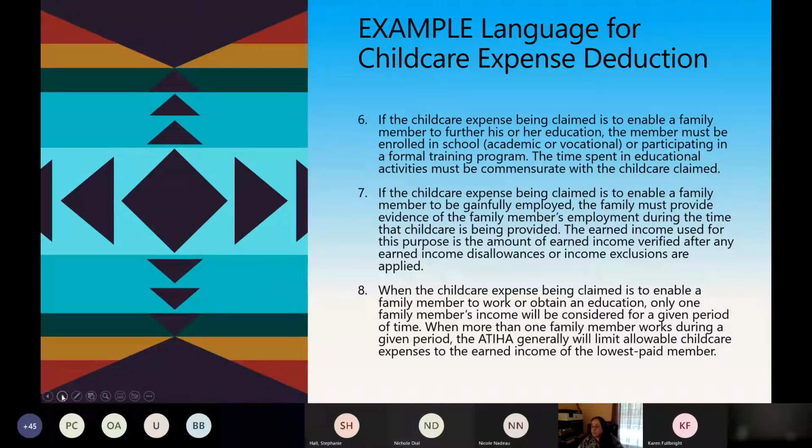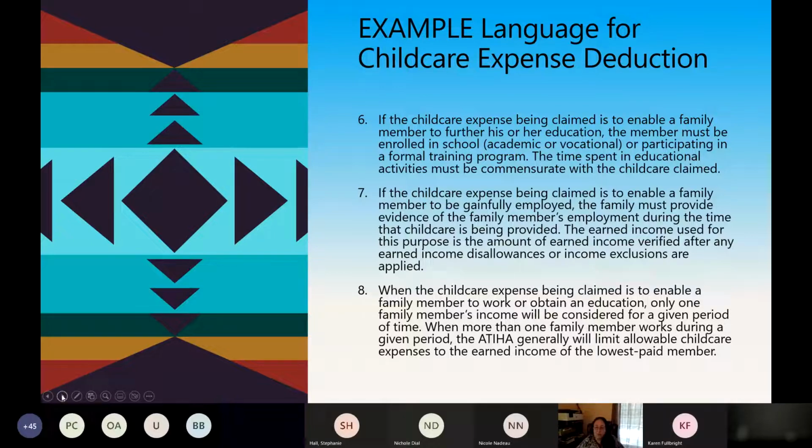If the child care expenses being claimed is to enable a family member to further his or her education, the family member must be enrolled in school, academic or vocational, participating in a formal training program. The time spent in educational activities must be commensurate with the child care claimed. If the child care expenses being claimed is to enable a family member to be gainfully employed, the family must provide evidence that the family member's employment is during the time that the child care is being provided.